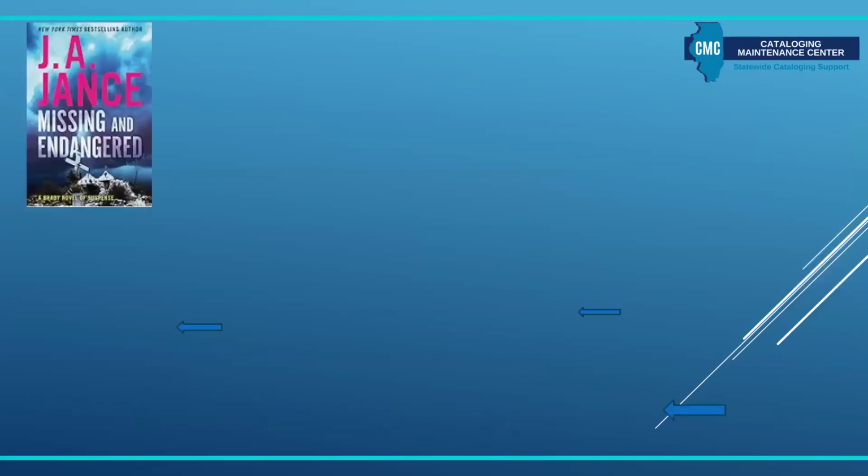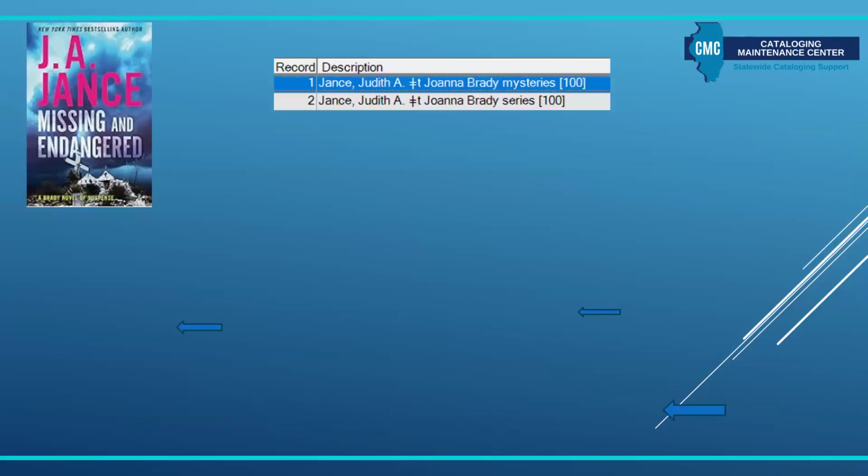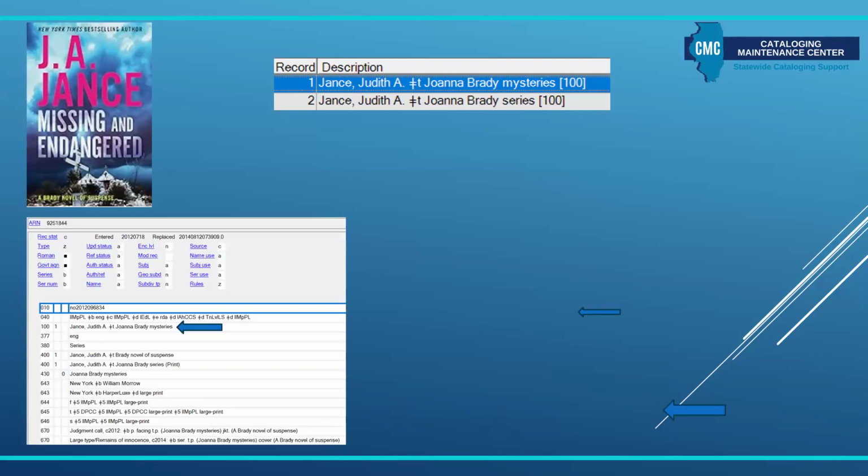Okay, so this is Missing and Endangered. It's part of the Joanna Brady series. So when you search in the OCLC Authority database for the title Joanna Brady, there are 2 search results as in the top center screenshot. And then if we look at the first one, bottom left corner, there is a 100 first indicator 1, subfield a, Jance, Judith A., subfield t, Joanna Brady Mysteries. And there are also two 400 fields, Brady novel suspense and Joanna Brady series with print in parentheses, but these are see-from fields, so we can't use these as a series title.